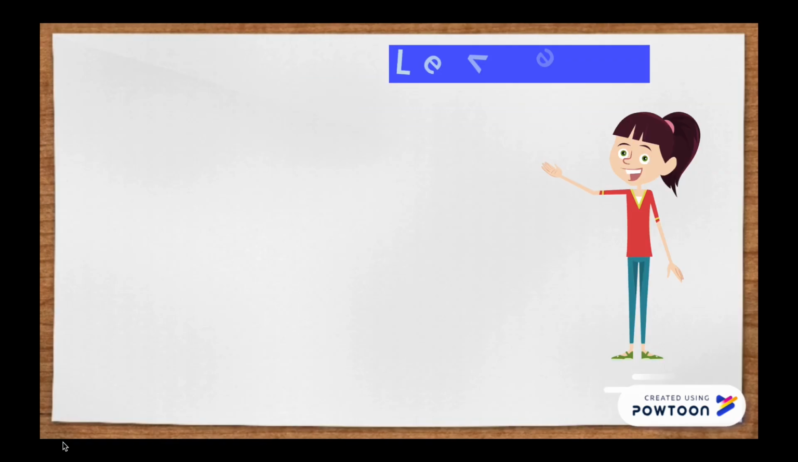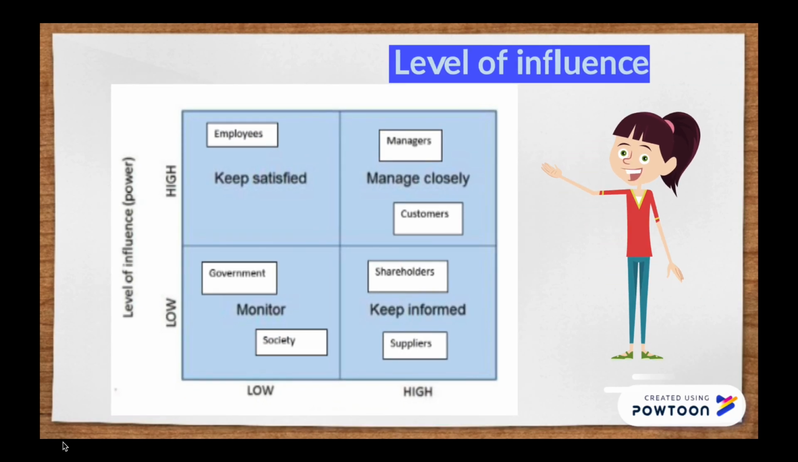This is a power and interest diagram, and it makes it clear for Amazon who they need to prioritize because some stakeholders may be interested while others don't care.